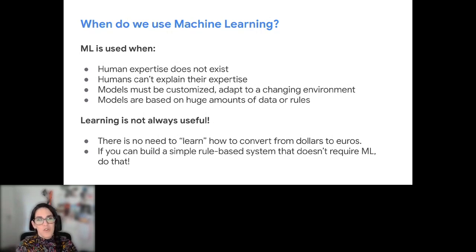So when can we use machine learning? We can use machine learning when the human expertise does not exist. An example for that would be sending a navigation device to Mars. We have never been there, right? So maybe we send the little robot and it will start learning on site, because we don't really have expertise on that. We can also use machine learning when humans can't explain their expertise.